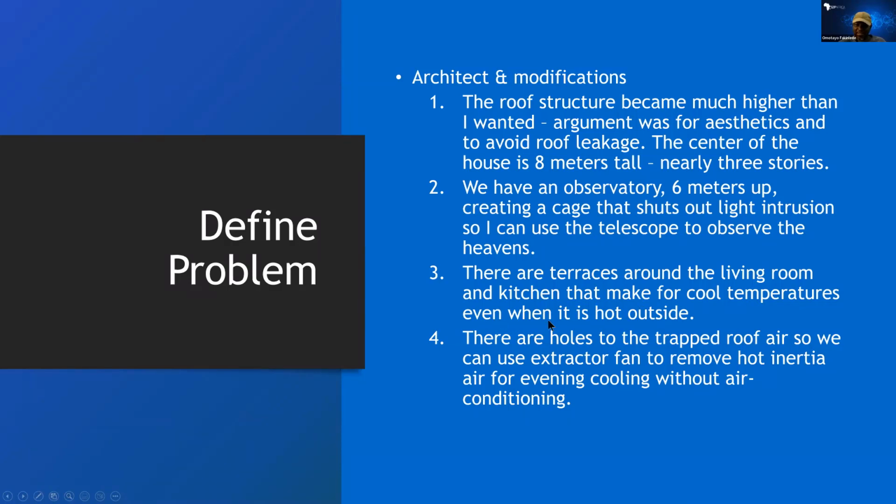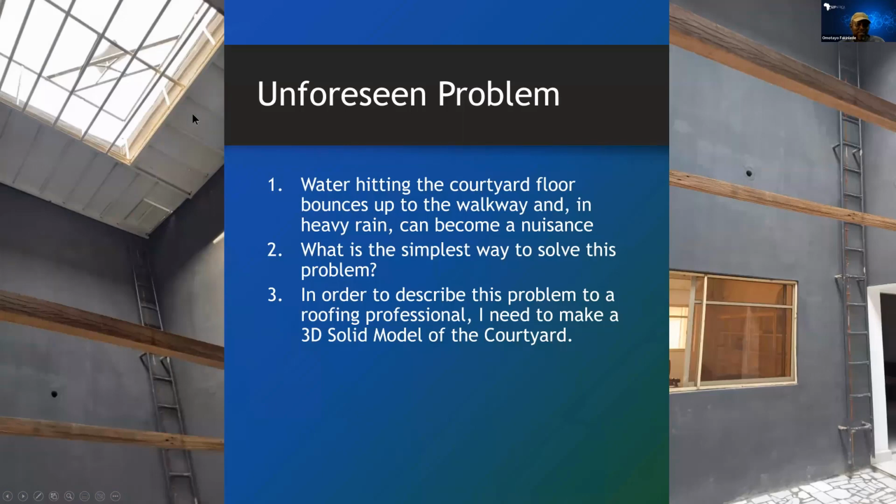And then there are terraces, and there are holes trapped in the roof air so that we can use an extractor fan to remove hot air to make the evening cool, for instance. Now, let me define the problem. This is now a photograph of the center of the house. This is the upper terrace, and this is the part opening to the atmosphere.